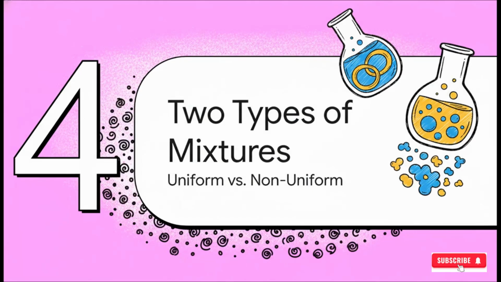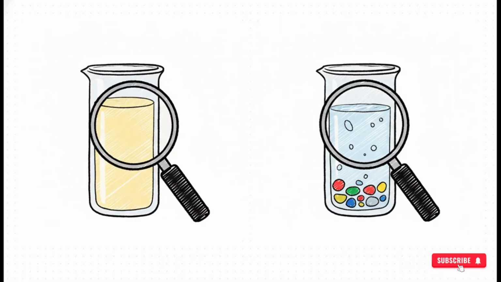Okay, but we're not quite done with mixtures. Turns out they come in two main flavors. And it all just depends on how evenly everything is blended together. We call them uniform and non-uniform mixtures. So, on one hand, you have a homogeneous mixture. That means it's uniform, the same all the way through. Think about the air you're breathing or a scoop of ice cream. You can't see the individual parts, can you?